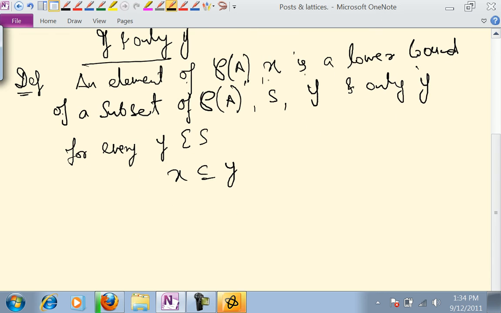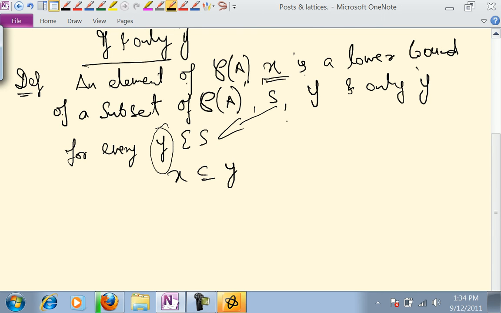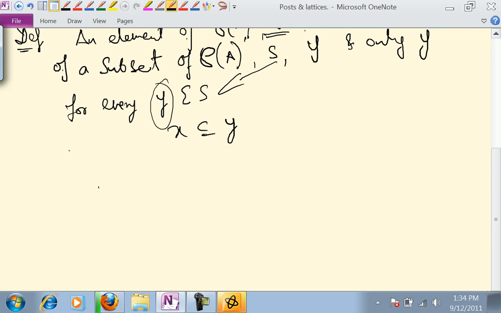That means if I am talking about any X and want to say whether it is a lower bound or not, then for the other elements Y which belong to this subset S of the set A, X should be a subset of or equal to each and every element Y which belongs to S. For example, if I have a subset of set A with {A, B} and {B, C}, then this is my subset.